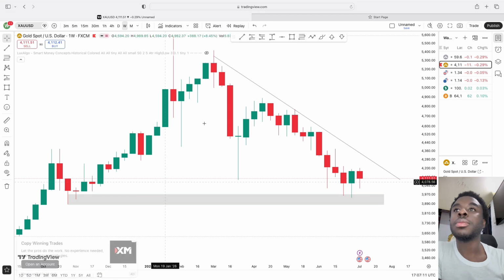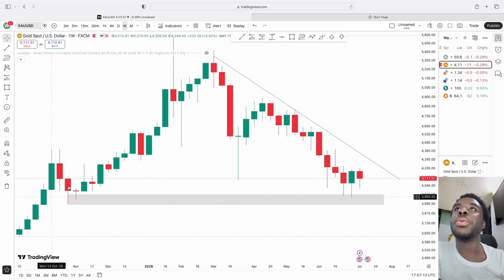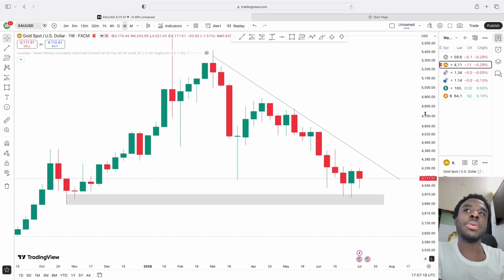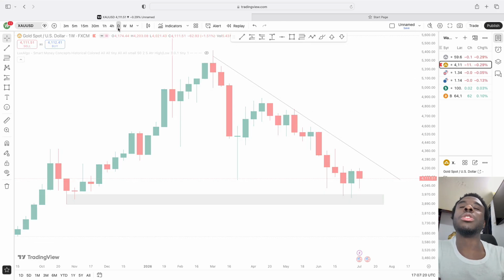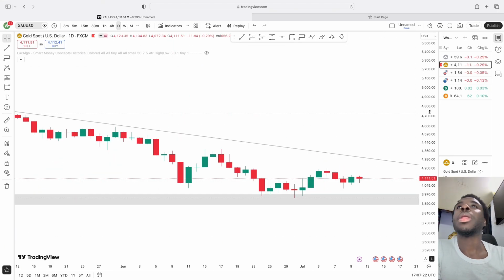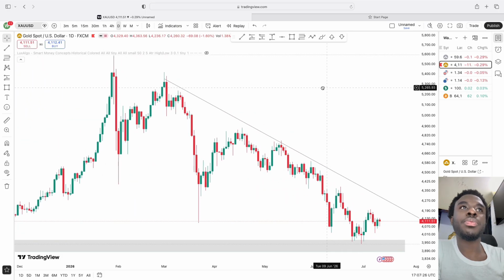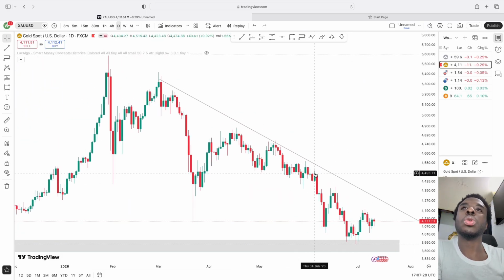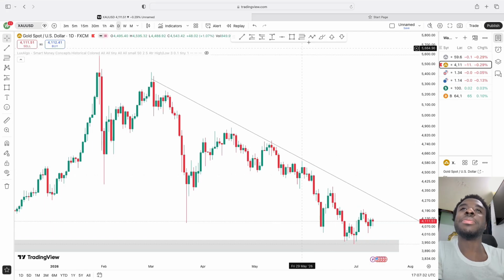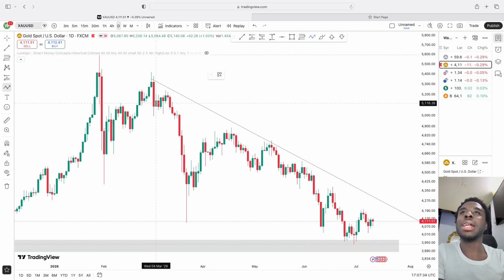You understand? So on the weekly time frame, gold is bearish, even though it's reacting to a weekly support over here. Let's go to the daily time frame and see what's happening. Last week we got some crazy sales over here, and I'll analyze it.